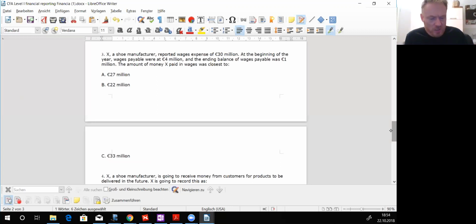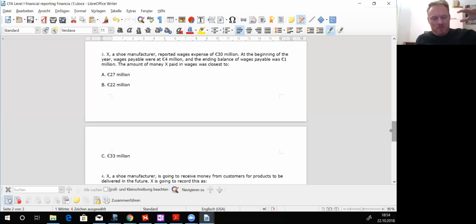Question 3. A shoe manufacturer reported wages expense of $30 million. You paid wages that are expenses, and at the same time, that's cash outflow. At the beginning of the year, wages payable were $4 million. So there were 4 million euros to pay as wages, and at the end, there was only 1 million euros left. So what had happened? What would you say?